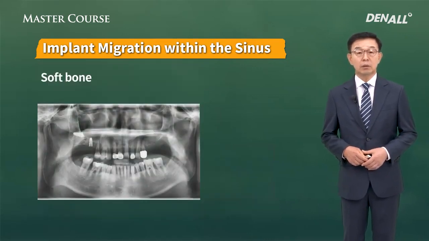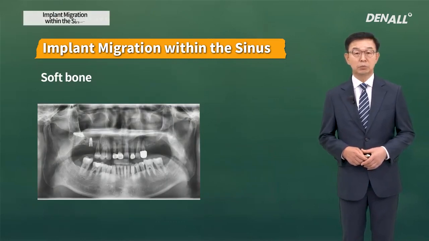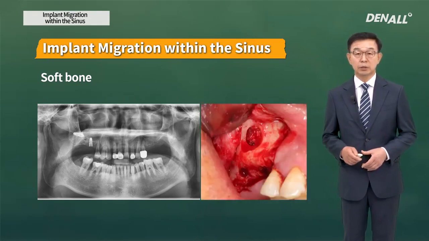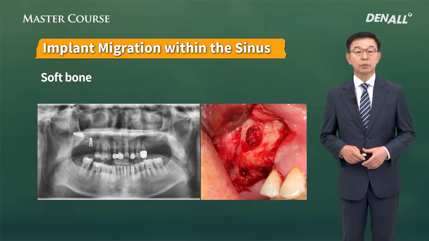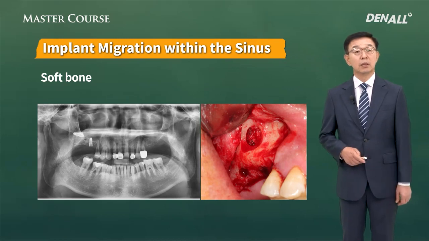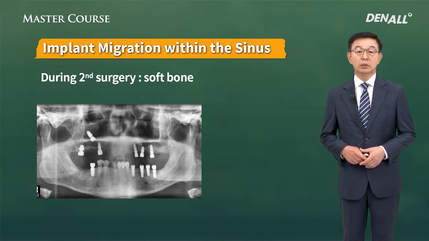As for this case, as a crestal approach was taken, the implant migrated into the sinus. The patient was receiving a crestal approach, the implant migrated into the sinus, and the patient came to my dental clinic. The patient was in mid-procedure. Immediately, a lateral approach was done to remove the implant. In the case the bone is very soft, when you do a crestal approach, if you do not make adjustments properly, it may migrate into the sinus.